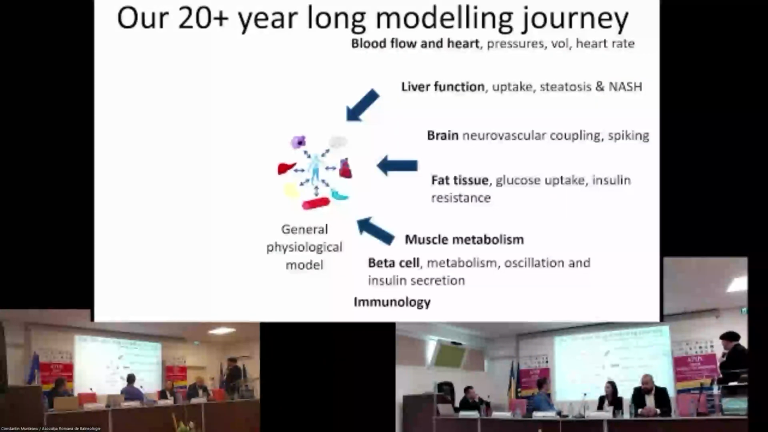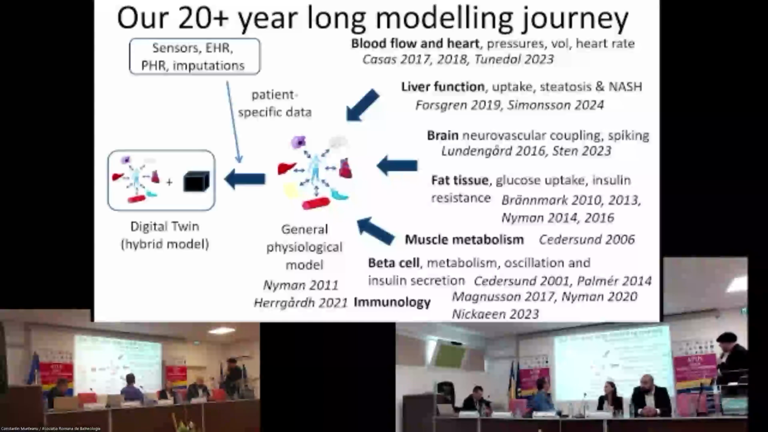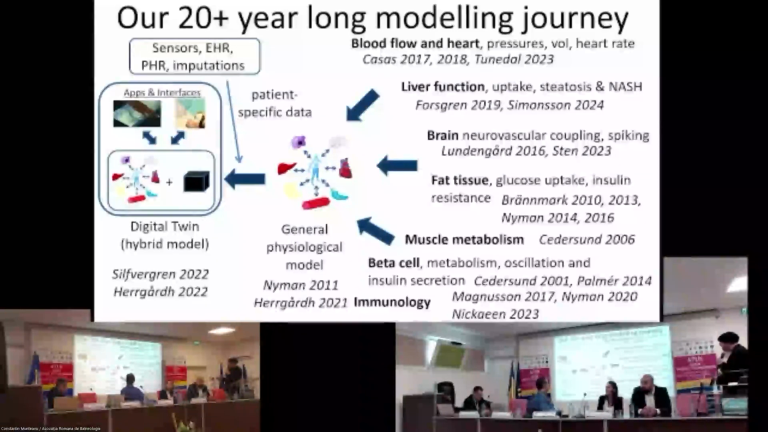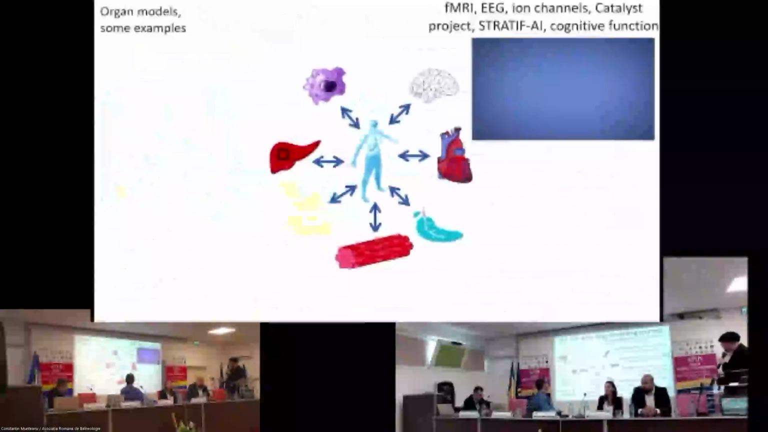Okay, so let's go into it. Basically what we've been doing in the last 20, almost 25 years, is to develop computational models. Here you have references to scientific journal papers for all of the main organs in the human body: blood flow and liver and brain and fat and muscle and so on. We have integrated those into an integrated model that can become patient-specific by tuning it to patient-specific data. And here we have this hybrid combination again. We're also nowadays developing apps that can be used in different situations. This is the key publication leading up to the Stratify project.